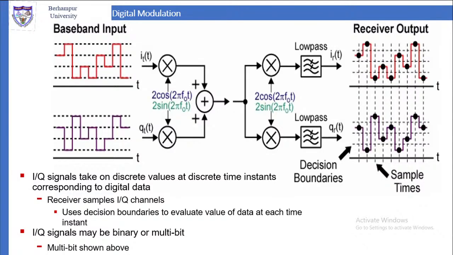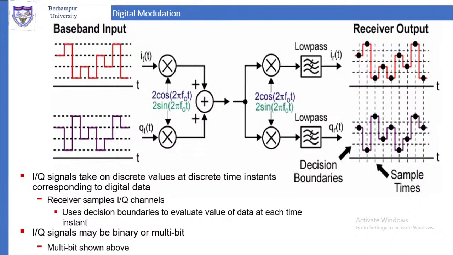Again we multiply that with 2 cos 2 pi f0t and 2 sin 2 pi f0t, the 2 local oscillators, so there are 2 receiving paths. Then we use the low pass filter, using the coherent receiver principle. Then we get back the output, similar to the baseband. In the receiver output, you can see there is a decision boundary. Whatever value we receive will be decided based on the boundary, which is the dashed line. The value nearer to a dashed line goes to that dashed line. So this is the decision boundary. Along the time we have taken the samples, therefore the sample times are shown.